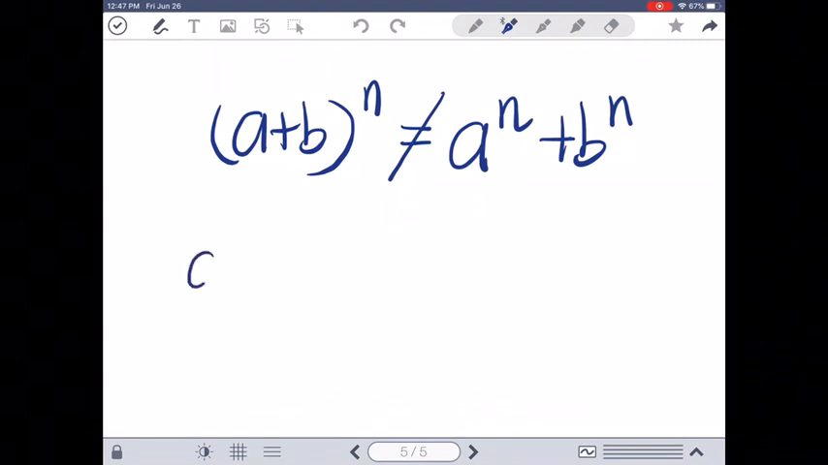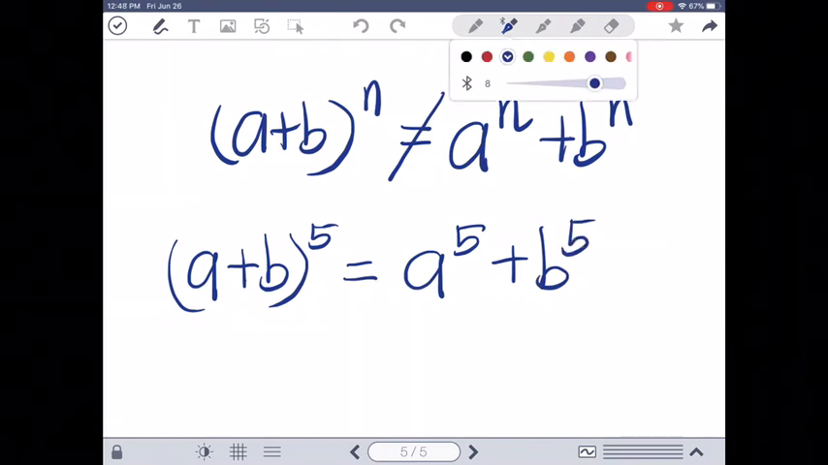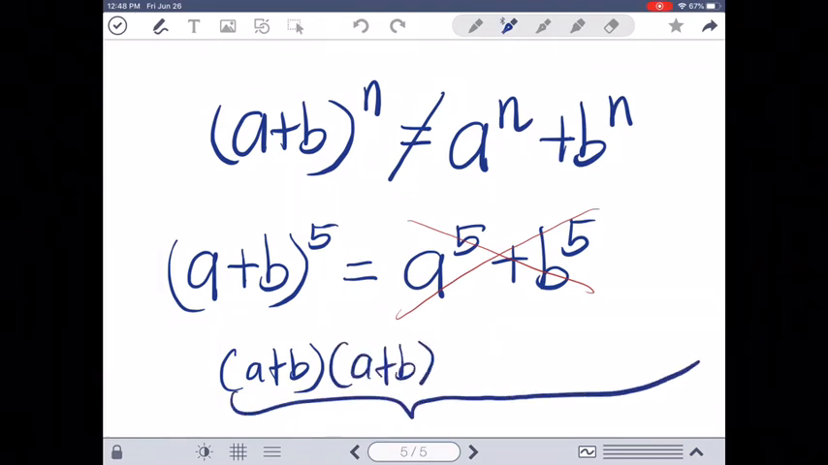So whenever you have A plus B to the power of 5, say, we have A to the power of 5 plus B to the power of 5, this is definitely incorrect. Okay, wrong. You have to expand manually. A plus B, 1 times, 2 times. You have to do it 5 times.